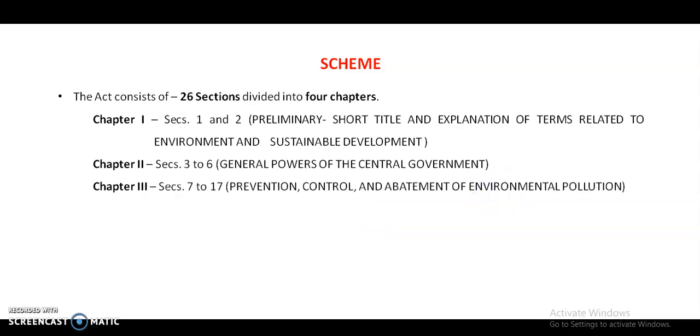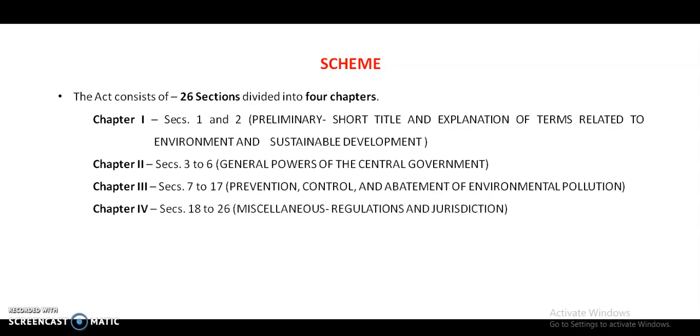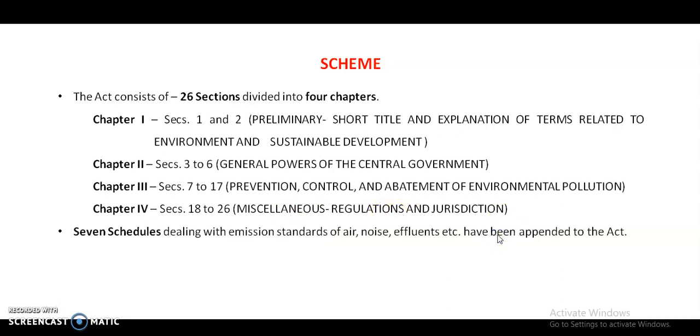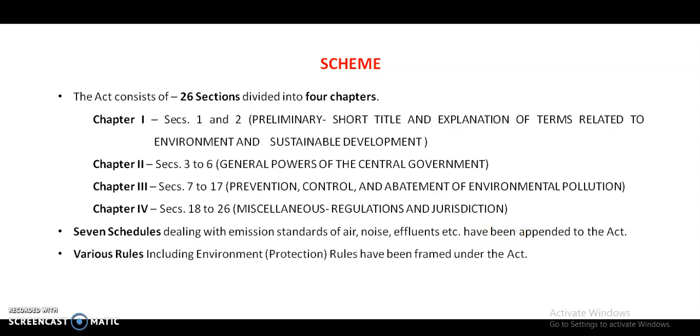Chapter 3 includes Section 7 to 17. It covers prevention, control and abatement of environmental pollution. Chapter 4 includes Section 18 to 26. It covers miscellaneous regulations and jurisdiction. Several schedules dealing with the emission standards, air, noise, effluents, etc. have been appended to the Act. Various rules, including environment protection rules, have been framed under this Act.